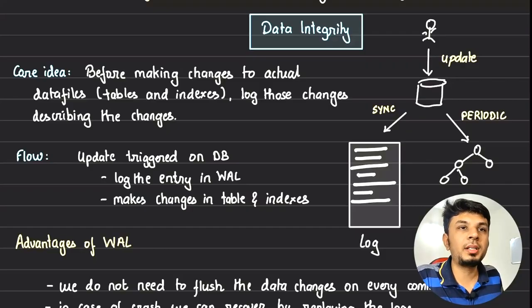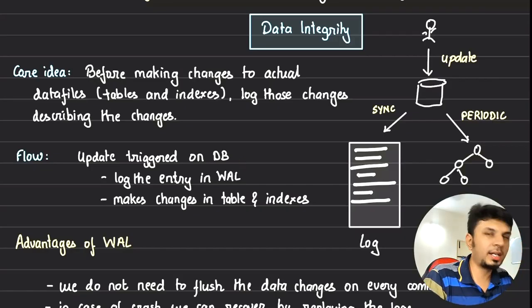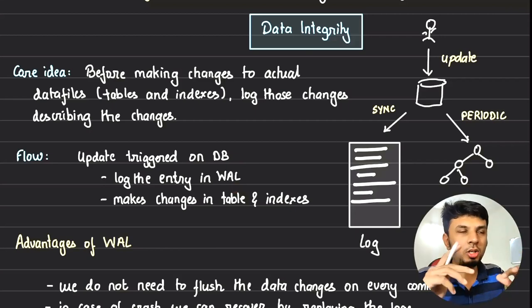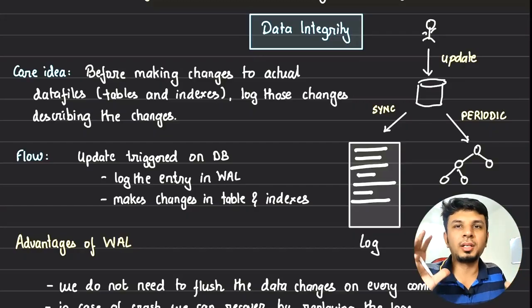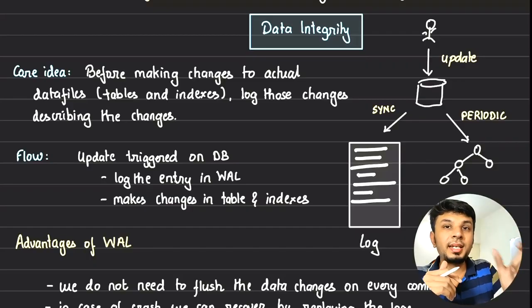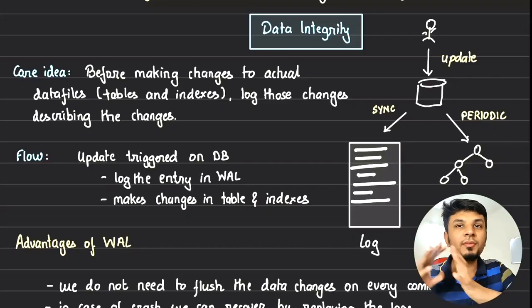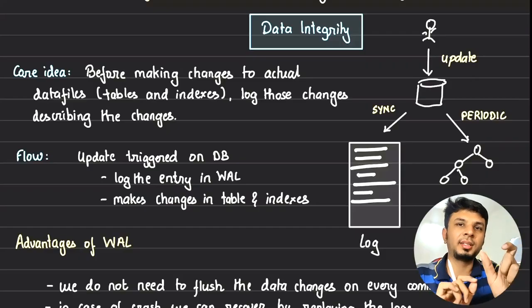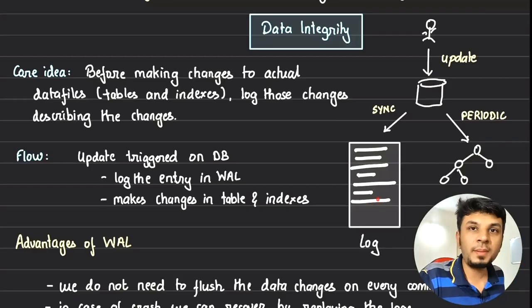This way, the usual flow is, whenever you update, you log the entry. You may not log what exact changes were made, but at least just dump the SQL query or any query that you have fired, which just says that, hey, this update was made. So this gives you that guarantee. Let's say you are updating a million rows, you're not waiting for those million rows update to be flushed onto the disk. You are just writing that, hey, update. So that entire update statement is flushed onto the disk in a log file, and then you take your own time to write those changes onto the disk.